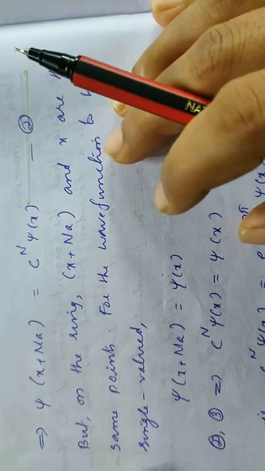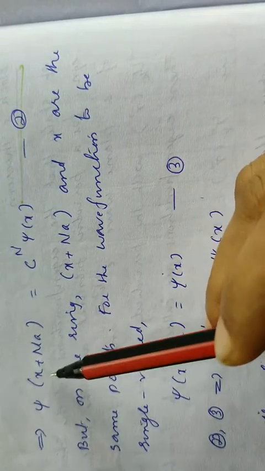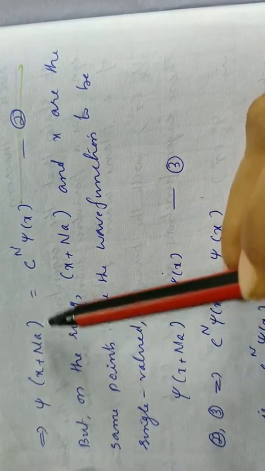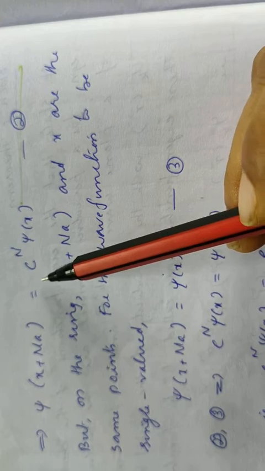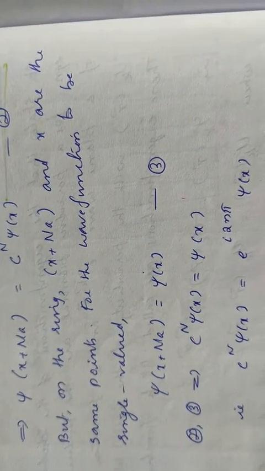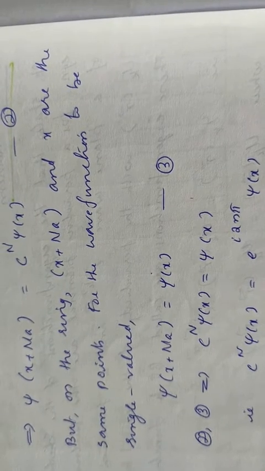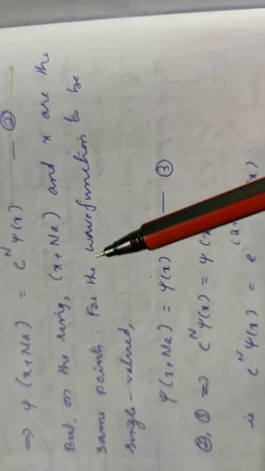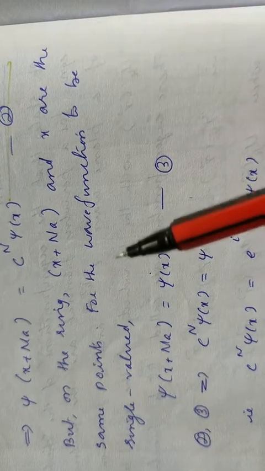If it is, we can write it continuously like this. So we can write psi of x plus Na is equal to C to the power N, C to the power N psi of x.